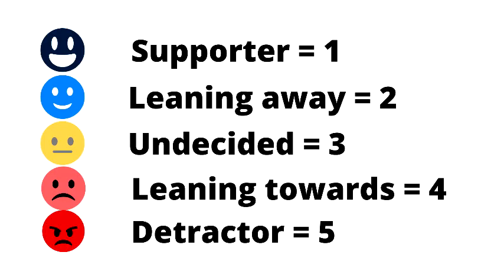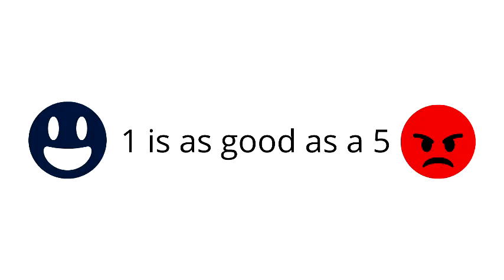Once again, a 1 is a supporter, a 2 is leaning towards, 3 is undecided, 4 is leaning away, 5 is not supporting. It is just as important for the campaign to know who is not supporting them as it is for the people who are supporting.